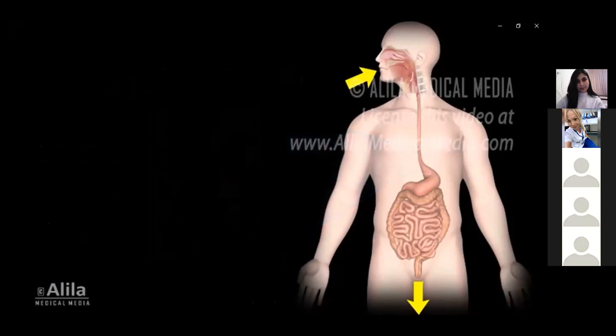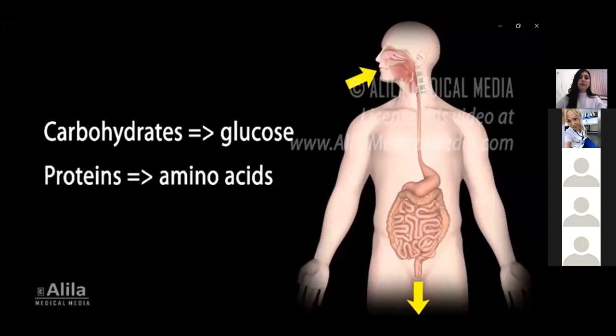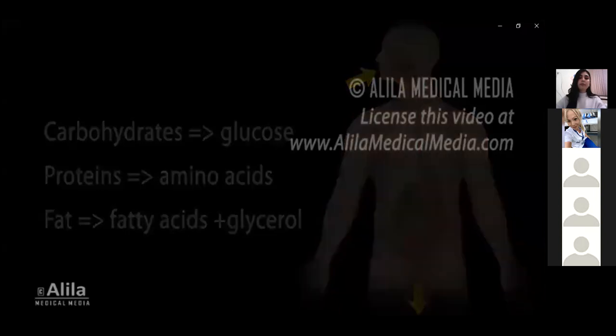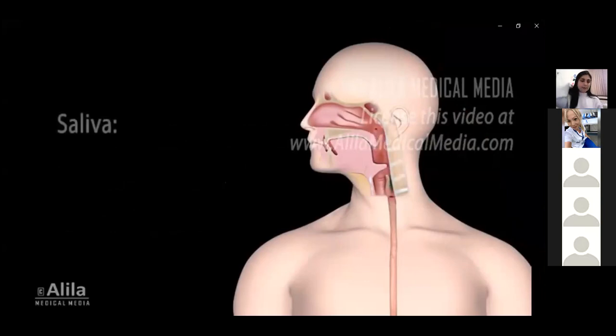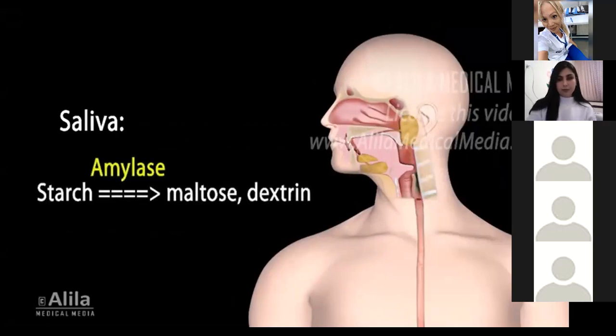Digestion is the process of breaking down food into smaller, simpler components so they can be absorbed by the body. Basically, carbohydrates such as sugars and starch are broken down into glucose, proteins into amino acids, and fat molecules into fatty acids and glycerol. Digestion starts in the oral cavity, where the food is moistened with saliva and chewed. Food bolus is formed to facilitate swallowing. Saliva is secreted by the salivary glands and contains the enzyme amylase. Amylase breaks down starch into maltose and dextrin, which are processed further in the small intestine.